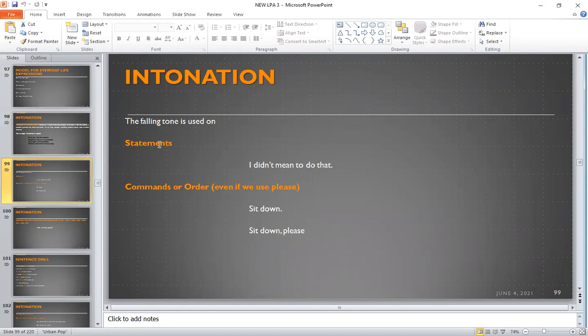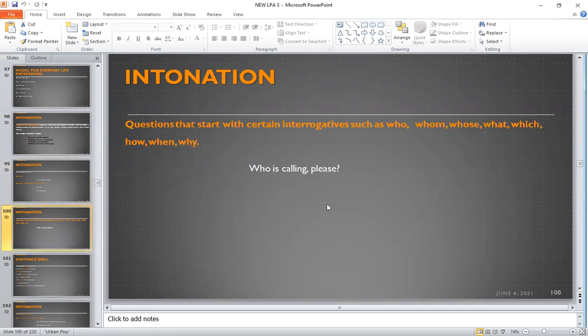So the falling tone is used on statements. For example, I didn't mean to do that. Okay, it goes down. It's like you're walking down. Your tone is going down. Commands or orders, even if you use please: Sit down. Sit down, please. It's going down. You don't say it as sit down, or sit down, please, going up. No. For statements or commands, it should be going down. Those are just samples.